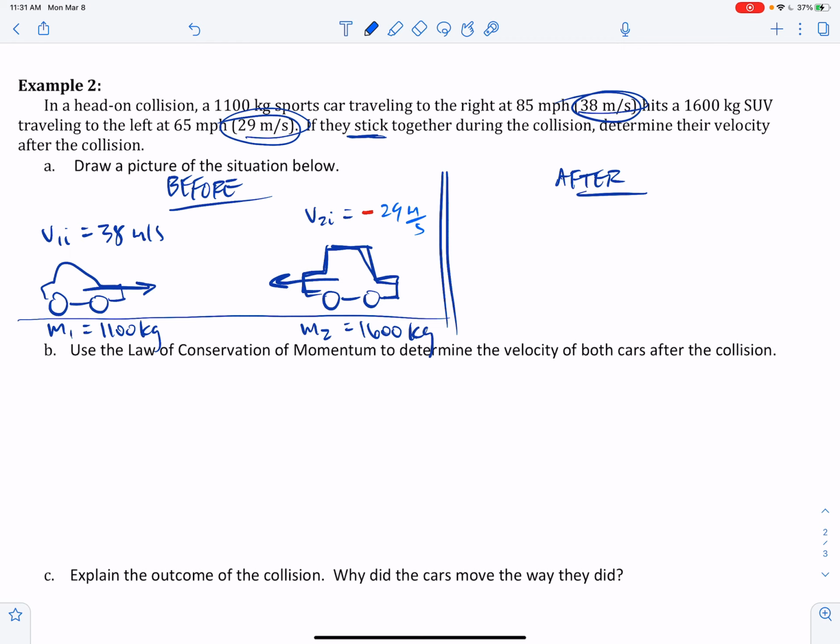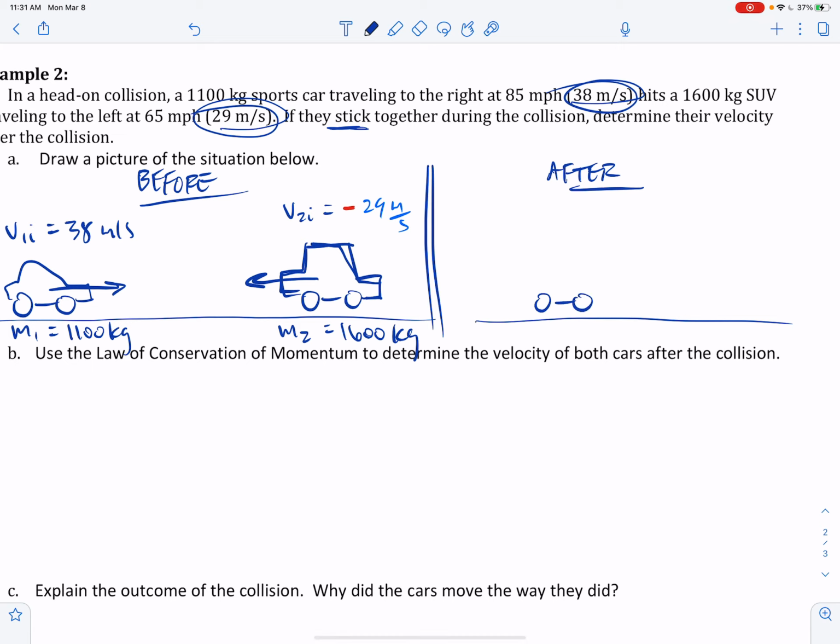And then after the collision, they stick together. They get tangled up in this accident, and I've got this jumbled mass of collided cars. The SUV has gotten wrecked in the process. And they're going to move in some direction, to the left or to the right. I don't know, so I'm just going to call that V. The velocity of objects 1 and 2, final, is my unknown. I don't know how fast they go after they collide.